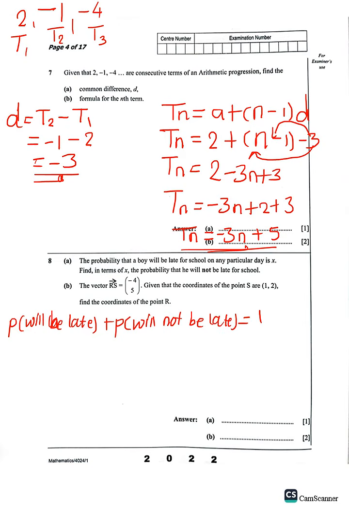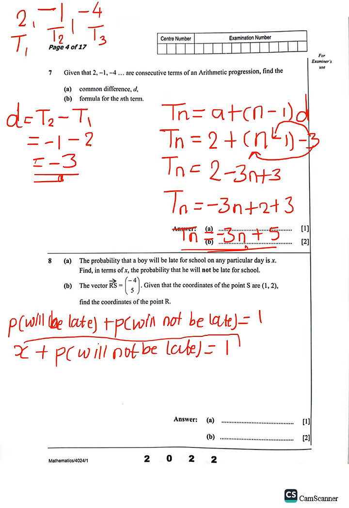is equal to 1. So probability of will be late is x plus probability we will not be late is what we are solving for, is equal to 1. So we need to shift this x to the other side, giving us probability of will not be late is equal to 1 minus x. So this is our final answer, since we are told to find in terms of x.